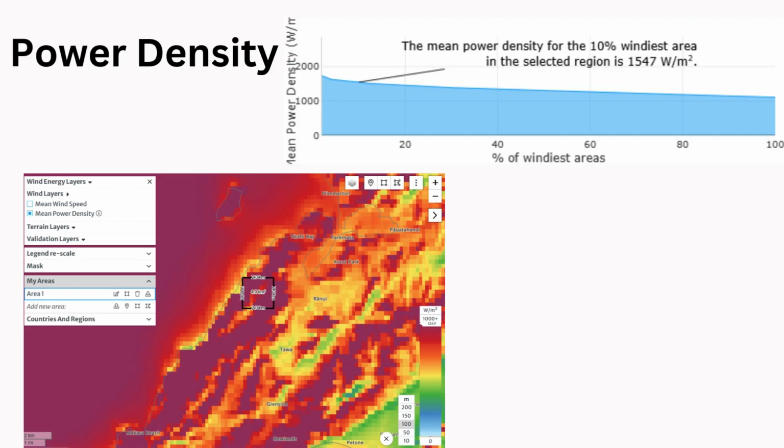Secondly, let's talk about the power density. You see in the graph that the power density in the area varies between 1100 watts per square meter and 1700 watts per square meter, which also shows very good conditions for wind energy. And the power density for the 10% windiest area in the selected region is 1547 watts per square meter, which is the value we used in the modeling part.